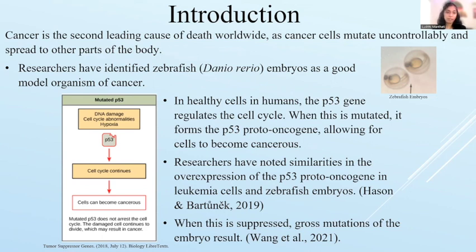In healthy cells in humans, the p53 gene regulates the cell cycle. When this is mutated, it forms the p53 proto-oncogene, which can no longer regulate the cell cycle, allowing for mutated cells to continue to divide and forming a cancerous tumor. Researchers have noted similarities in the overexpression of the p53 proto-oncogene in leukemia and the development of zebrafish embryos. When this proto-oncogene is suppressed, gross mutations of the embryo result, allowing for researchers to easily observe the effect of treatments on cell signaling pathways.